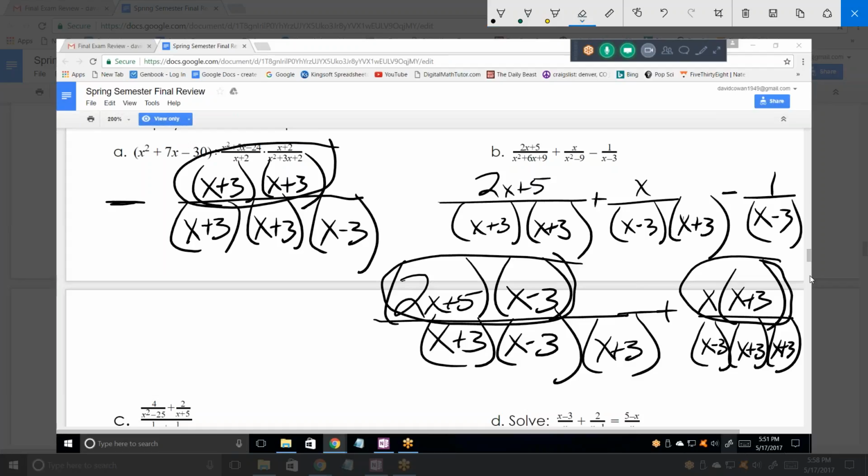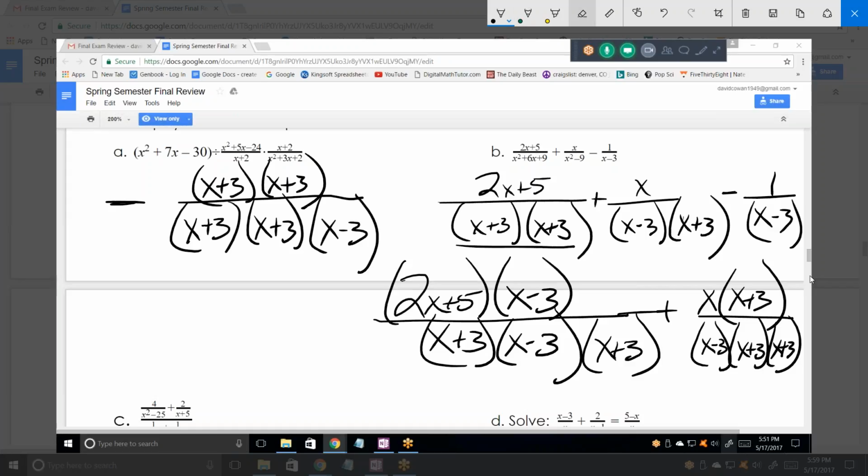So this problem is actually a very, very complicated problem. Not that easy to get the common denominator correct. Just always remember that the common denominator must be divisible evenly by every single denominator that you're looking at. And just x plus 3 times x minus 3 was not divisible by that denominator. So it had to be x plus 3 times x plus 3 times x minus 3.